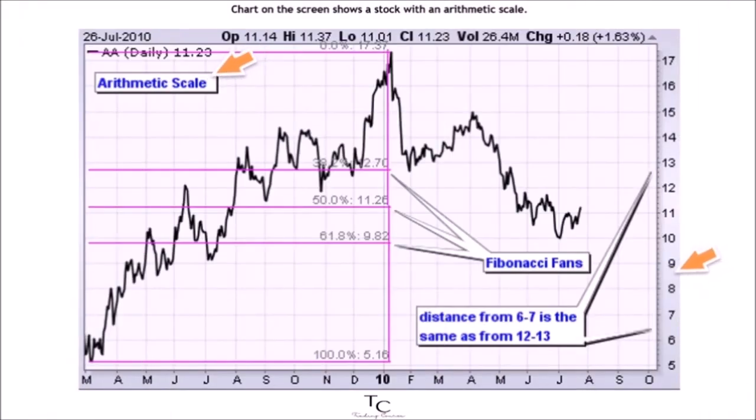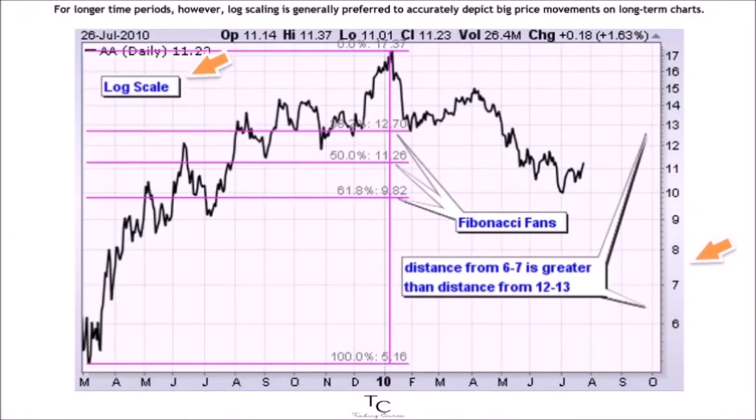Chart on the screen shows a stock with an arithmetic scale. Notice that the price grid is equally spaced. The distance between 6 and 7 is the same as the distance from 12 to 13. For longer time periods, however, log scaling is generally preferred to accurately depict big price movements on long-term charts.